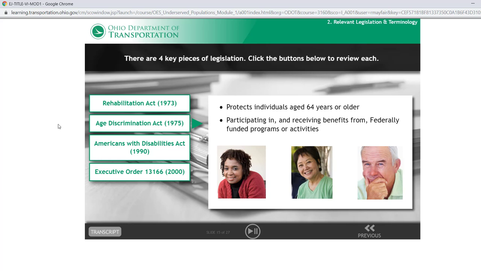The Age Discrimination Act of 1975 ensures equal participation in and receipt of benefits from federally funded programs or activities.